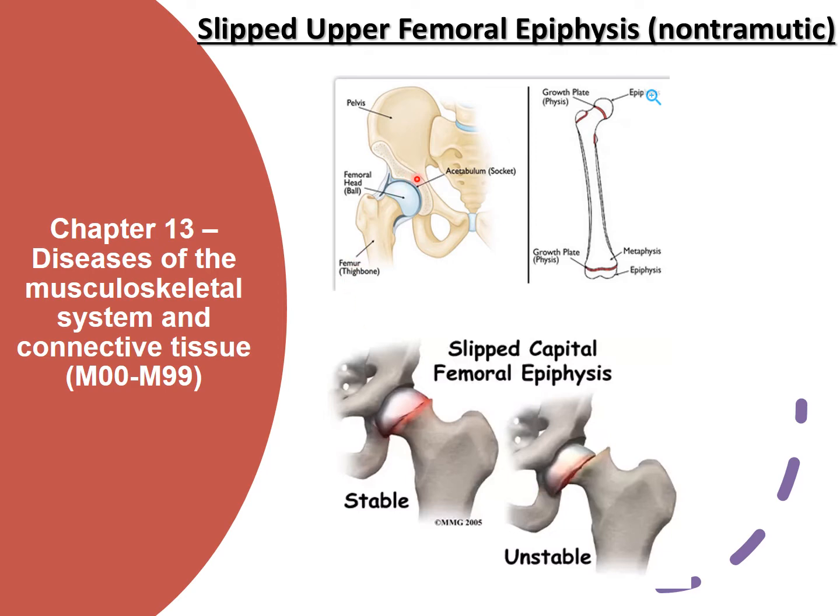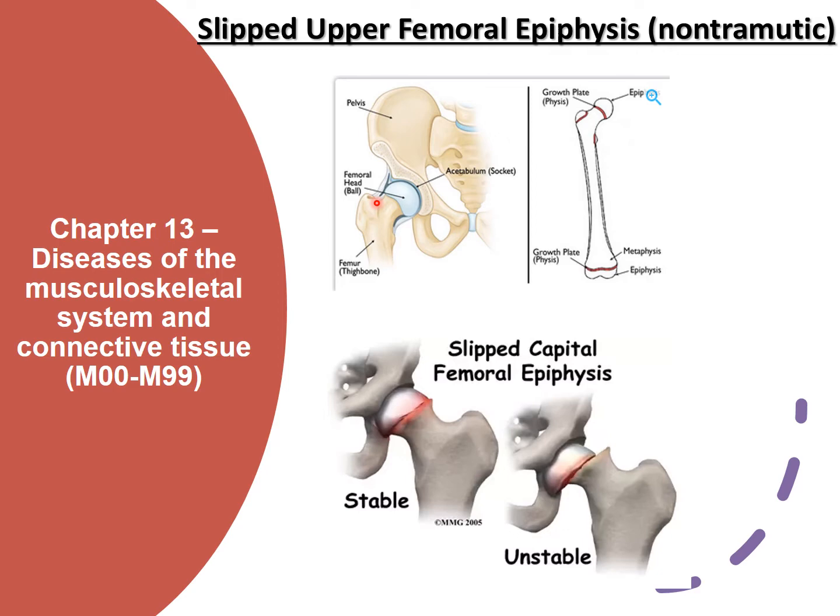The hip is a ball and socket joint. The socket is formed by the acetabulum, that is a large pelvic bone, and the ball is formed by the head of the femur, which is the upper end of the femur.